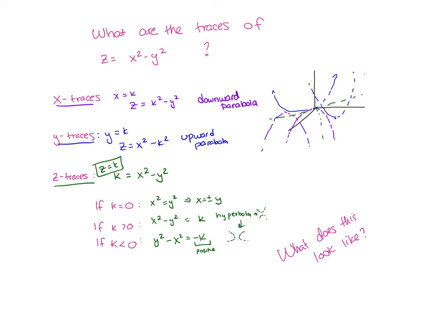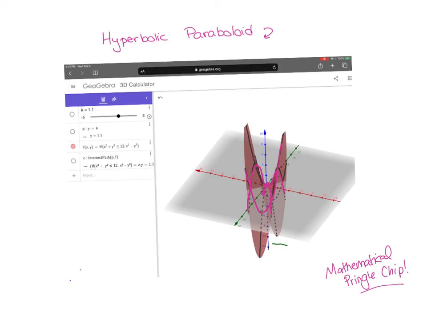So I've got my two different hyperbolas for the two different z's, based on if that z is positive or negative. And I have upward parabolas and downward parabolas, all in this same picture. So the question is, what does that look like? It's this sort of saddle shape. It's called a hyperbolic paraboloid. You can kind of think of it as a saddle.